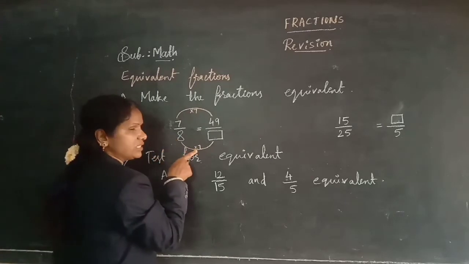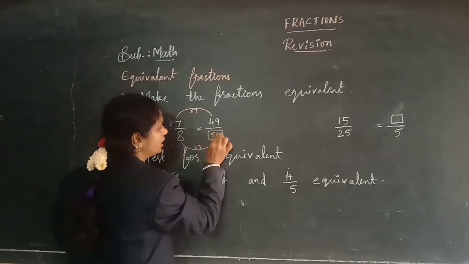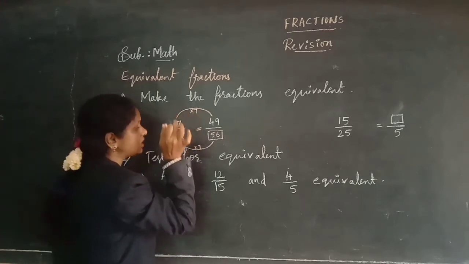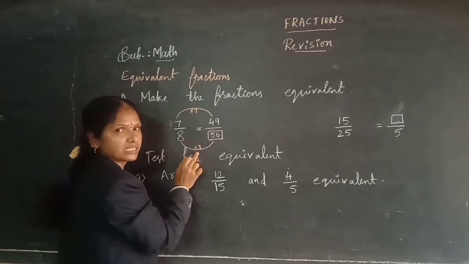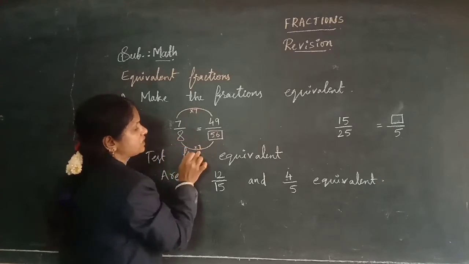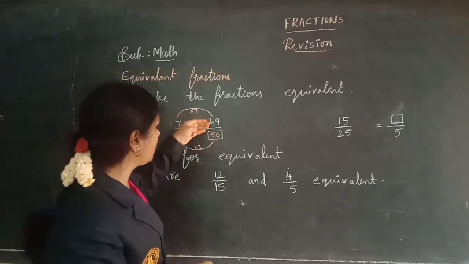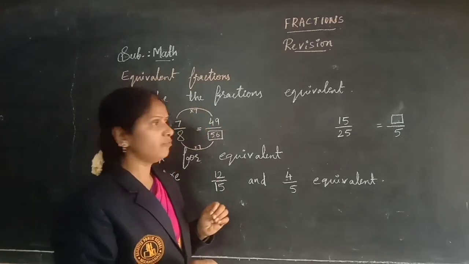Now 8 7s are 56. Denominator 8, children, we multiplied with the same number. Here you multiplied by 7, so here also you need to multiply by the same number, children. So 8 7s are 56. Means 7 by 8 and 49 by 56 are equivalent fractions.